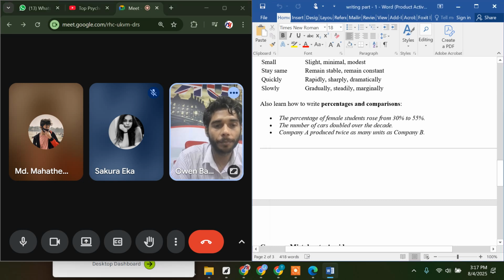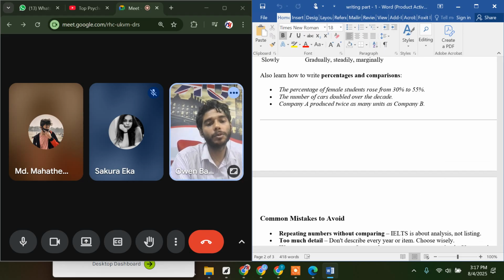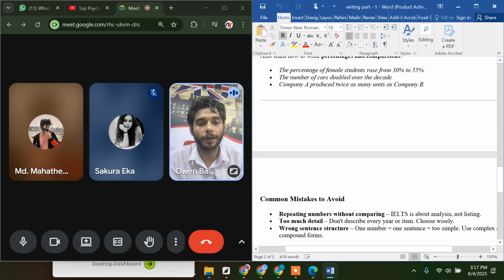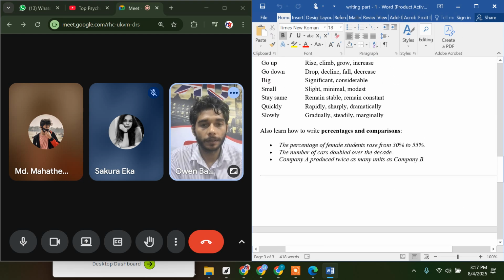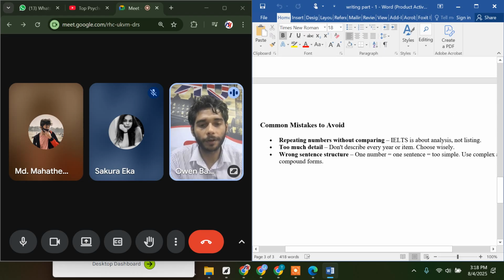percentages and comparisons. So the percentage of female students rose from 30% to 55%. The number of cars doubled over the decade. Company A produced twice as many units as company B. So that's how we would write about percentages and comparisons. And common mistakes to avoid: repeating numbers without comparing.